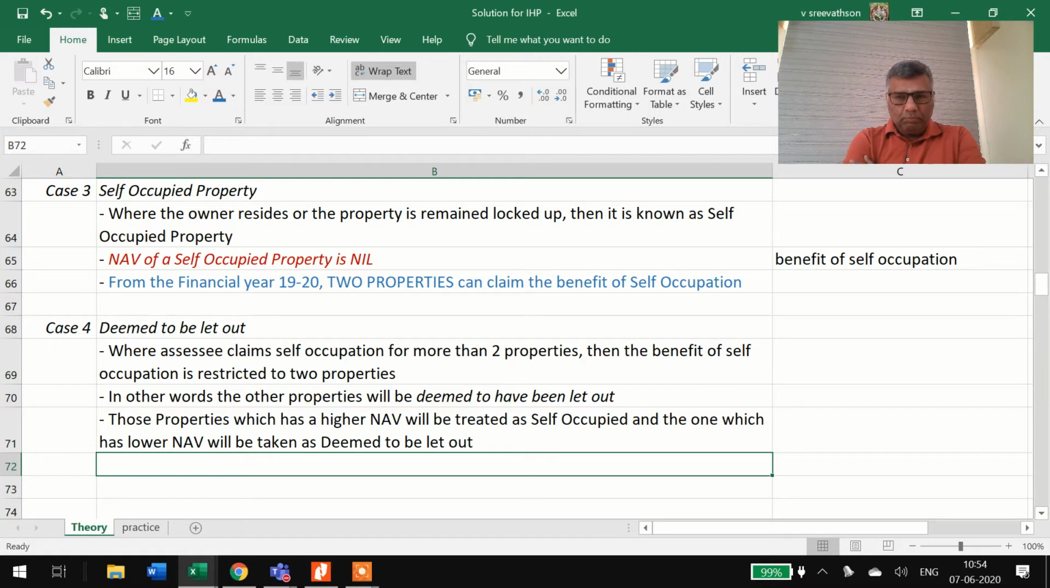Sir, in addition to this, he will also be paying property tax, right? That is to the state government. My NAV is GAV minus municipal taxes. Property tax is known as municipal tax. Okay.